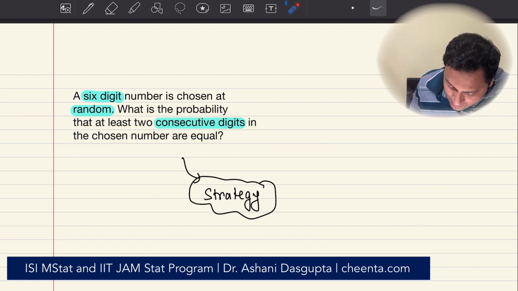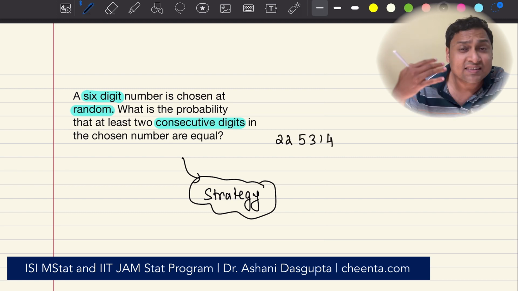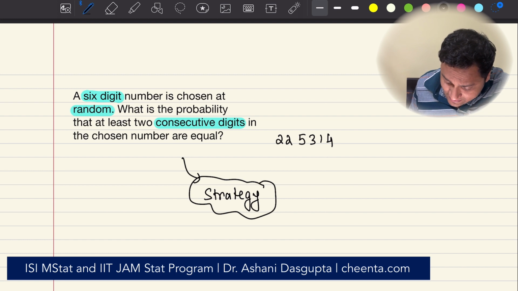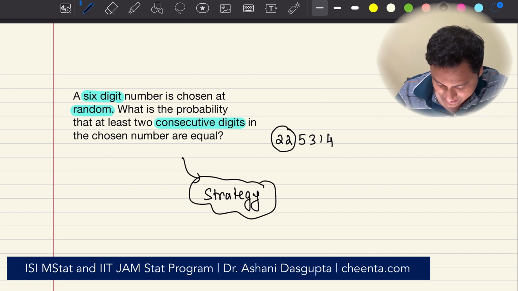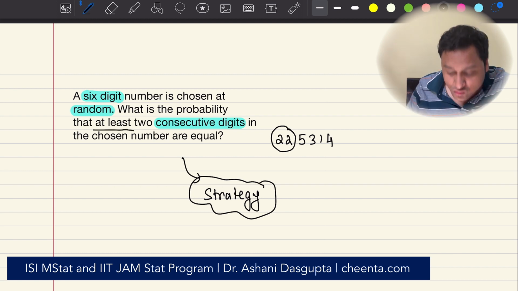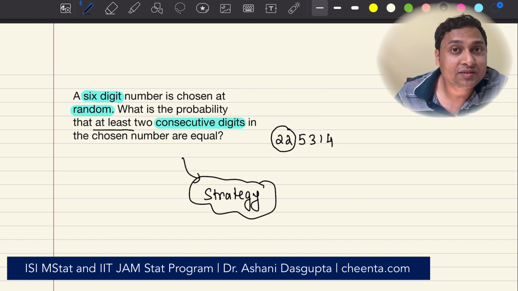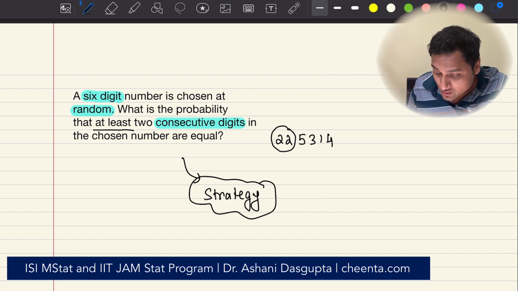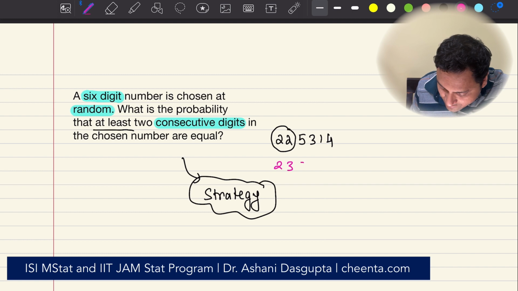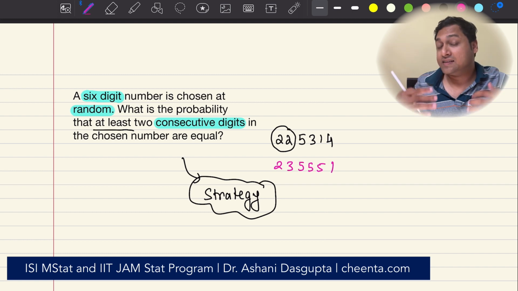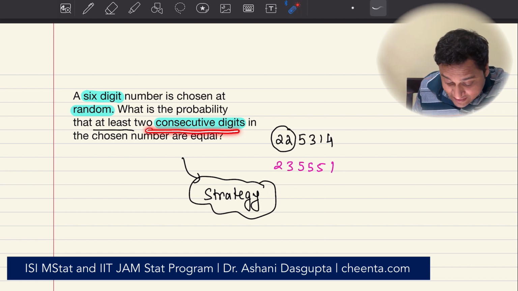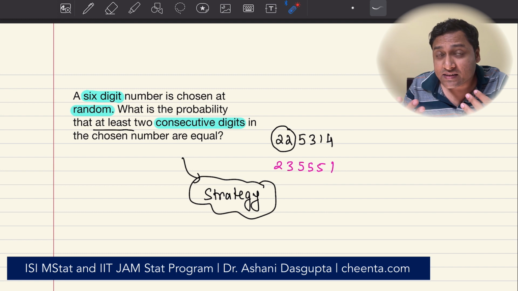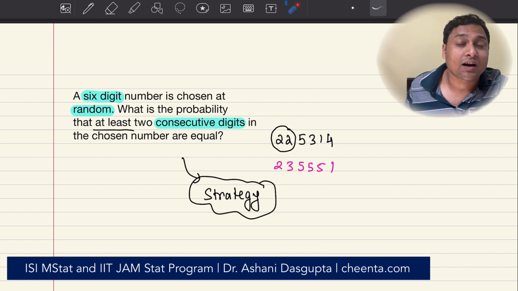For example, the number could be like this, 225314. It's a 6-digit number. Two of the chosen digits are equal. It says at least 2 consecutive digits are equal, so there could be more than 2. For example, we could have 235551. That is also an example of a number which fits into this category.